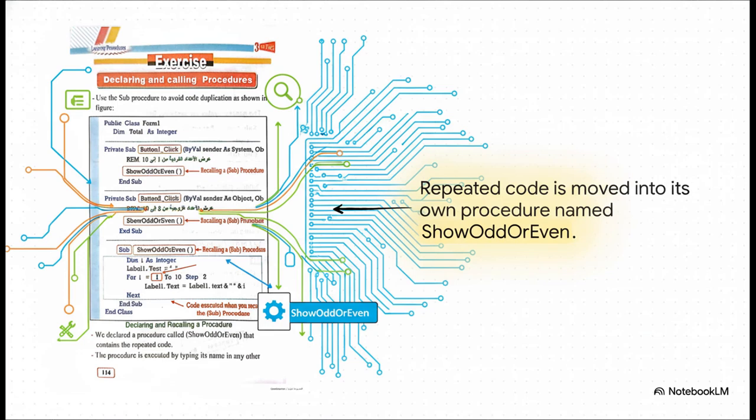So what we do is we take that repeated block of code, we just pull it right out, and we stick it into its own procedure. We'll give it a name, like show odd or even. Now look at the code for the buttons. It's just one simple line now. Each one just calls our new procedure. See how much cleaner and easier that is to read?